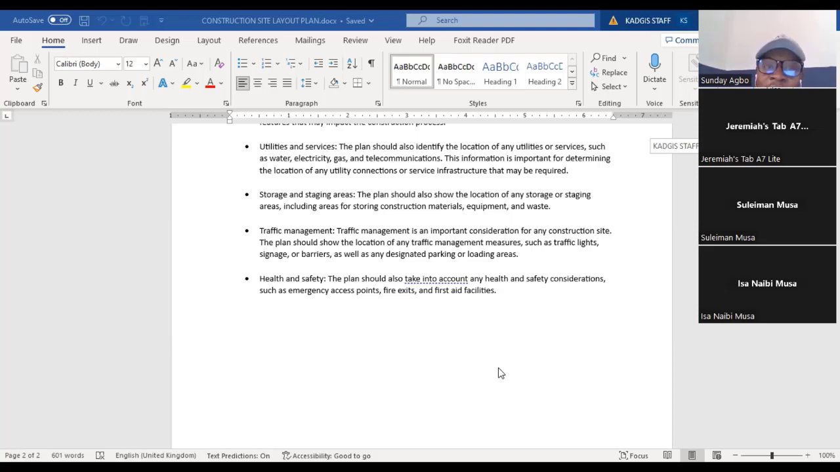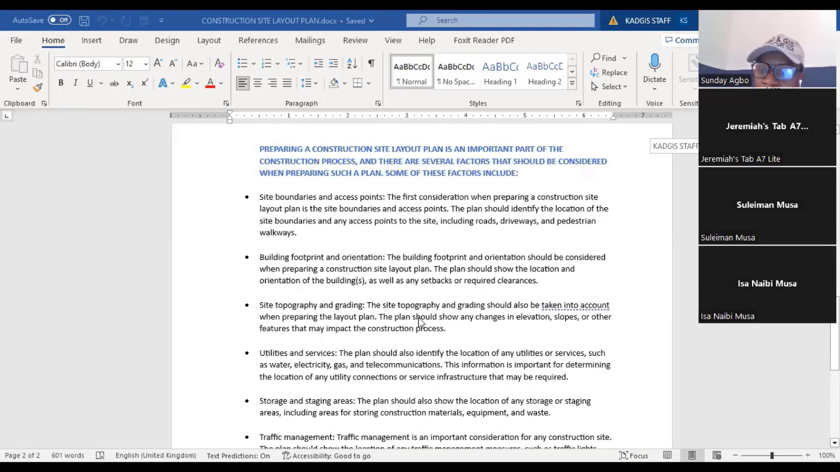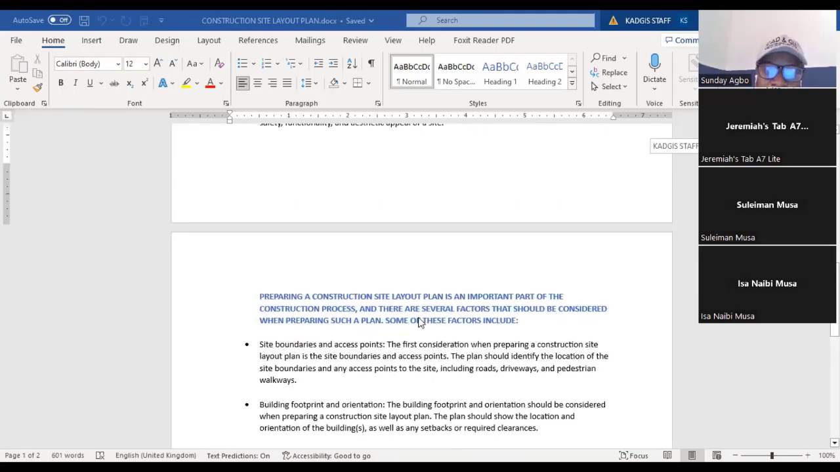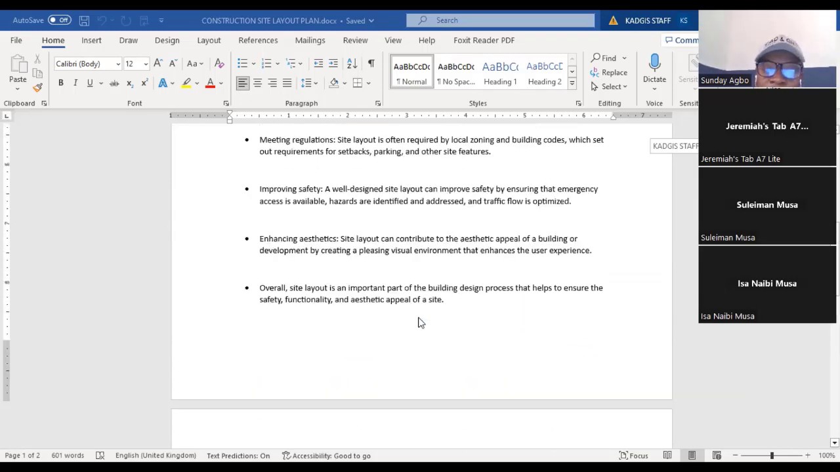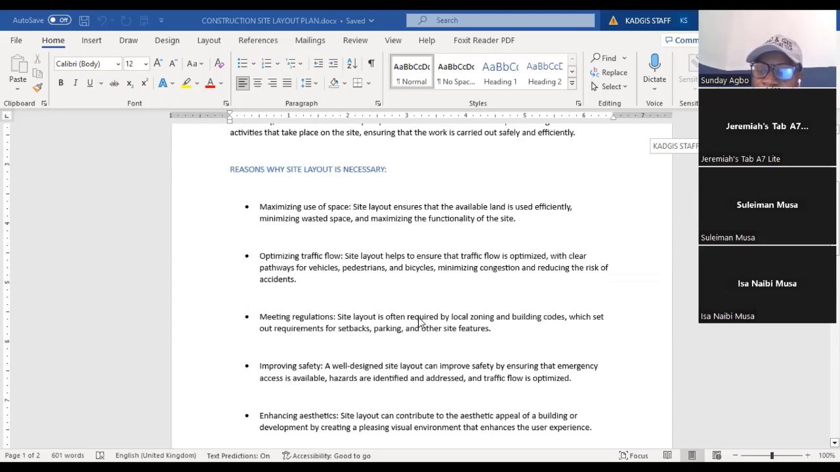So if you have that intact, if you understand all those requirements, then sketching out and bringing out the plan is actually not a difficult thing to do. Okay, so I believe everybody is hearing me, and you understand this brief explanation of what site layout is all about. You understand? And are you hearing me?